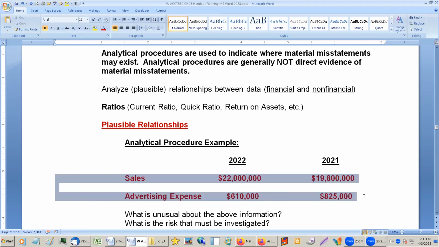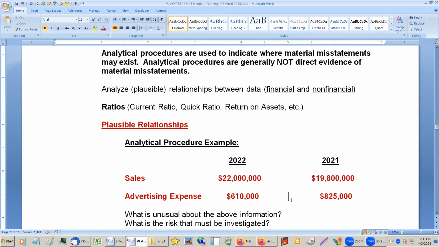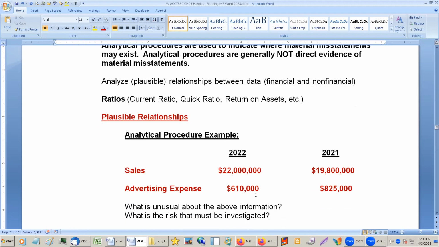Yeah, you're right. This is not proof. First of all, let's say what it's not. This is not proof of fraud or material misstatement, because these could be absolutely correct numbers. However, usually when sales go up, advertising expense goes up too. It could be you're paying more commissions, you're putting out more advertising to get more sales. So usually a plausible relationship would be that if sales go up, then advertising should go up. That would be a relationship that you would think would happen.